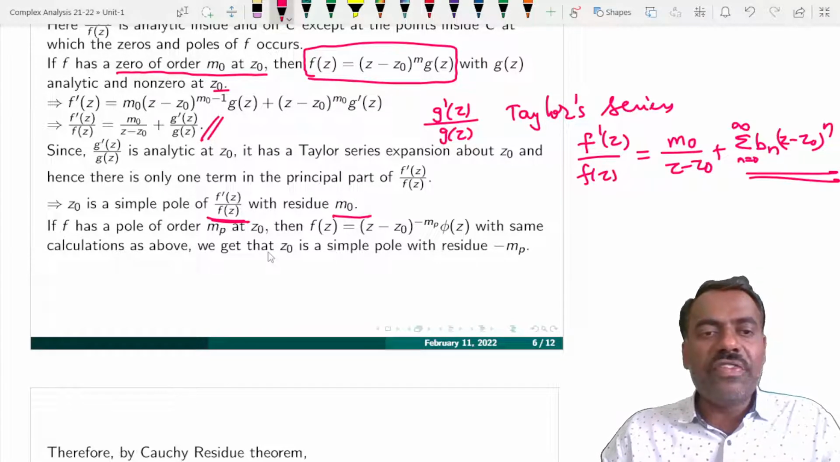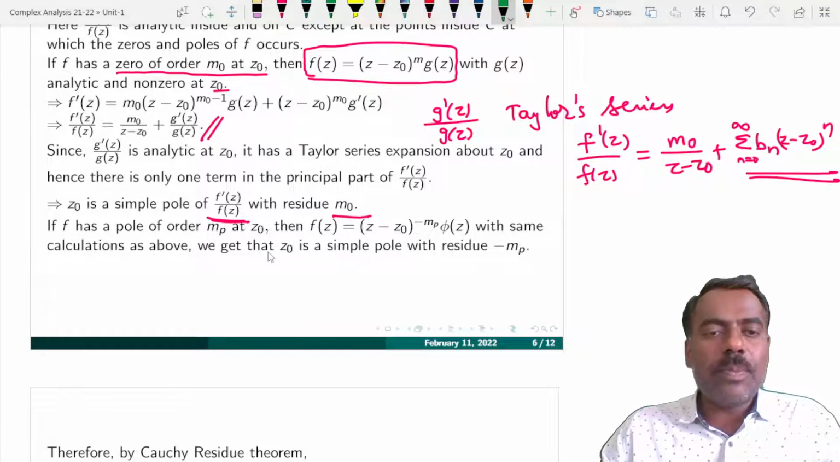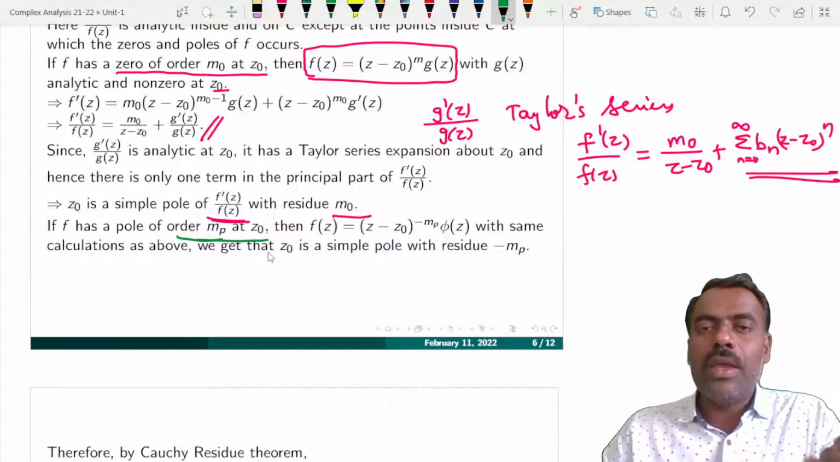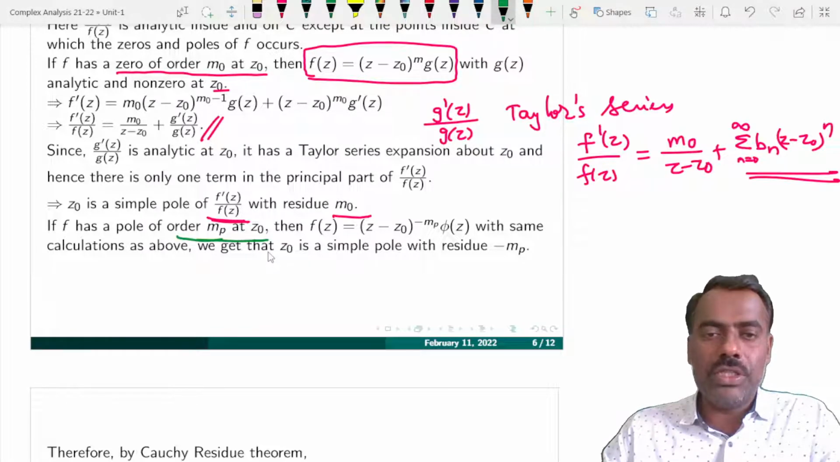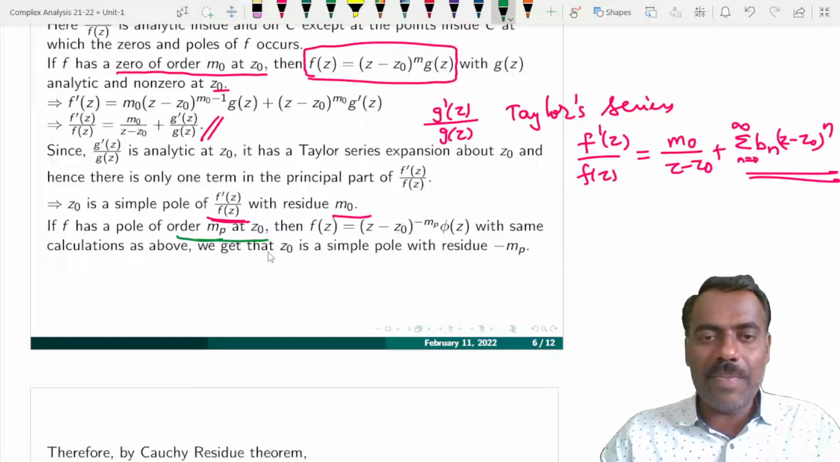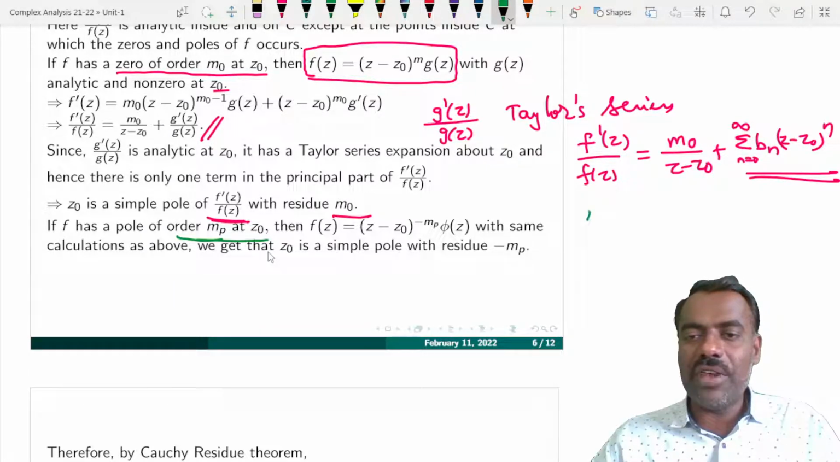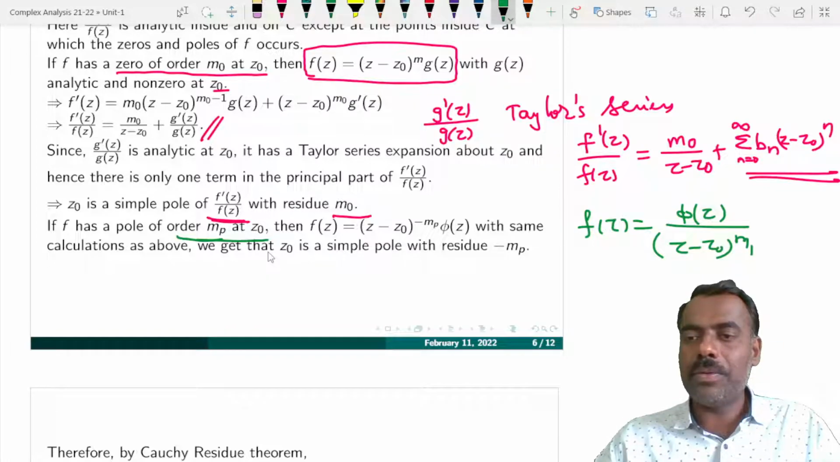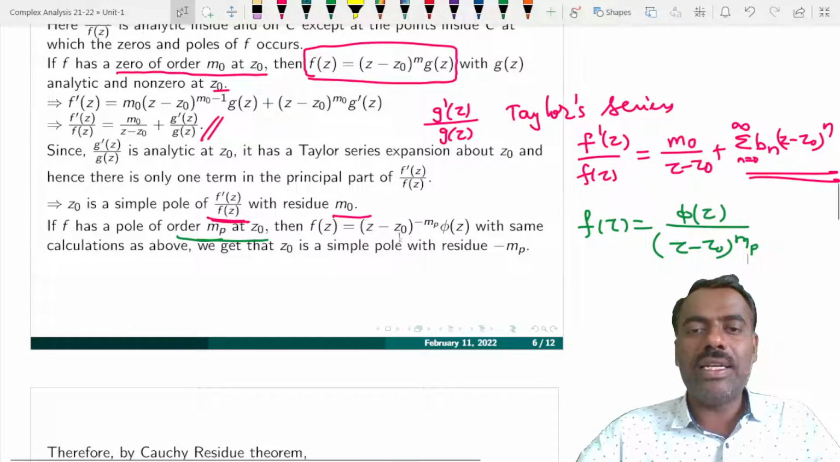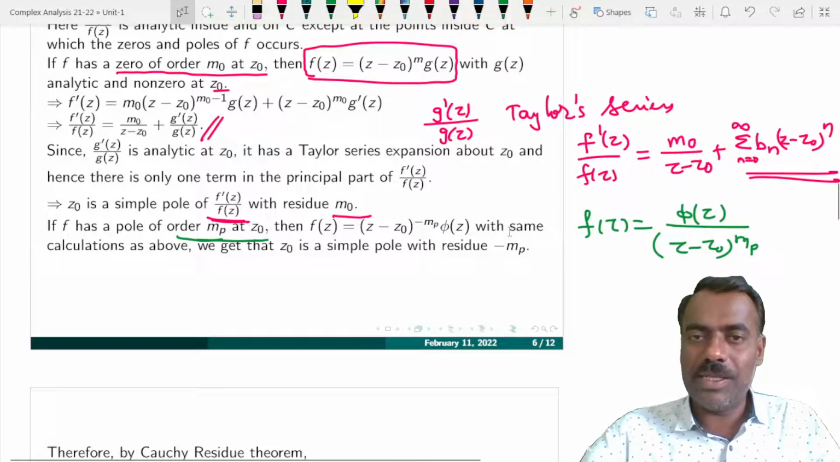In the same way, if f has a pole of order mp (p is just to denote that it is a pole, and for zeros we denote it by m naught). So suppose z naught is a pole of order mp, then again we can write f of z as phi of z upon (z minus z naught) to the power mp. Or, if you want to write it in the same format, you bring it to the numerator, that is (z minus z naught) to the power minus mp into phi of z.